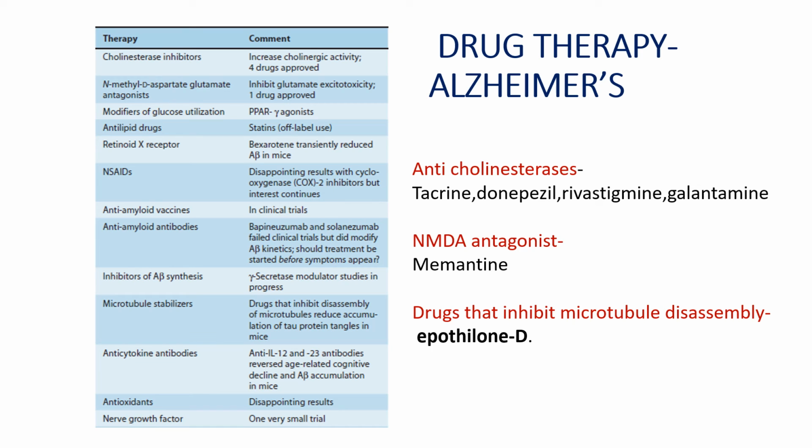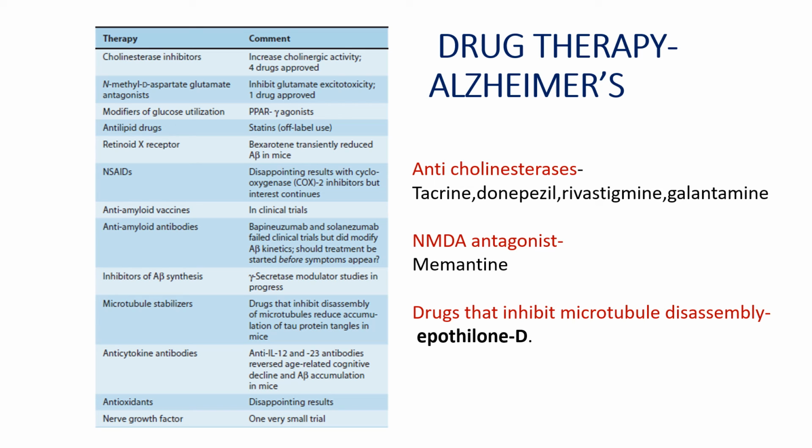These studies are in progress. Then microtubule stabilizers: it was studied that microtubule disassembly favors the deposition of neurofibrillary tangles, so drugs which inhibit this disassembly prove to be effective in Alzheimer's disease. Similarly, anti-cytokine antibodies, antioxidants, and nerve growth factors were under constant review, but many have proved to be ineffective.